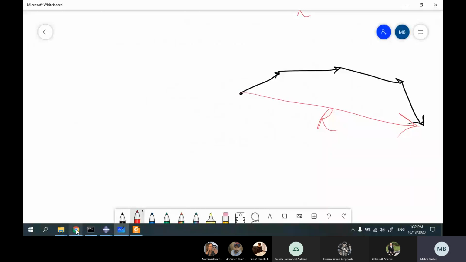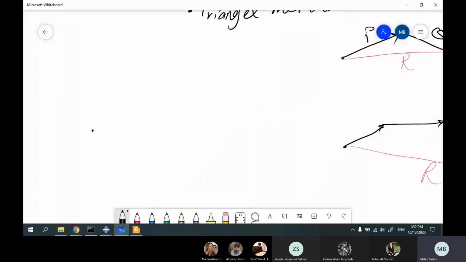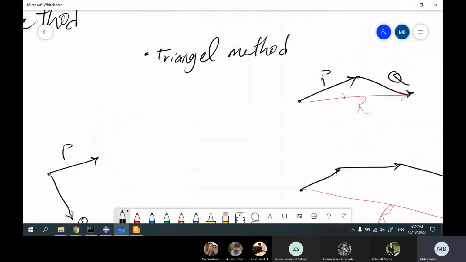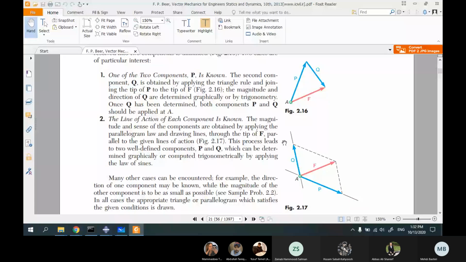But in some cases, you may face a problem like this. For example, this is your force P and this is your force Q. How are you going to use the triangle method? Because, as I said, this arrangement doesn't follow this one. Look at here. In this case, we want to find the summation of P and Q.